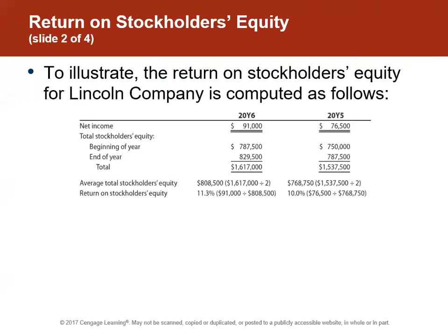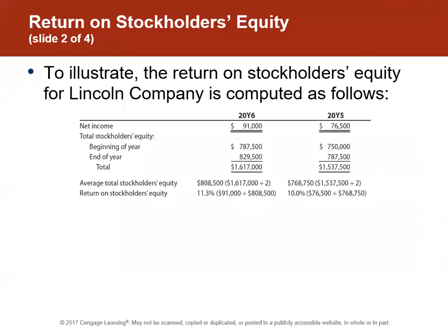Okay, average total stockholders' equity. So again, we'd have to average the stockholders' equity, beginning plus end of year, divide by 2. So net income, 91,000 divided by average total stockholders' equity of 808,500. So here we've seen an increase from 2015 to 2016 from 10% to 11.3%. So again, these are numbers we like. The higher they are, the better. It means we're actually generating more income off of the common stock investments. Okay.